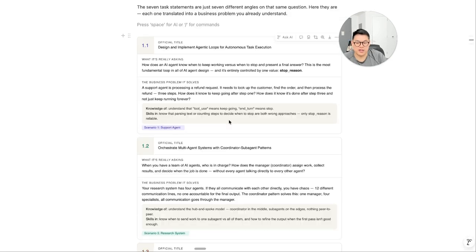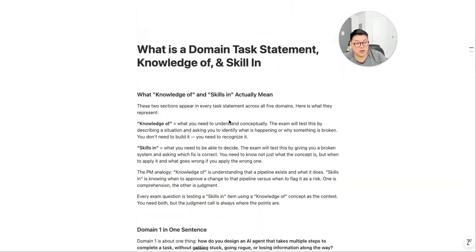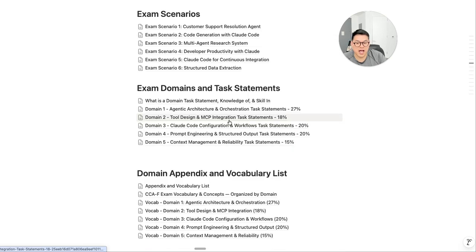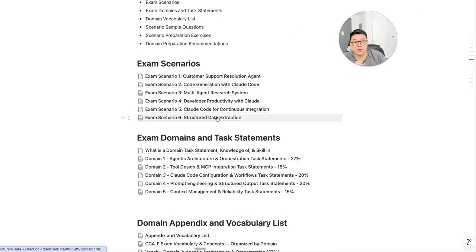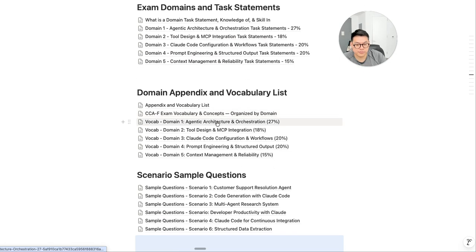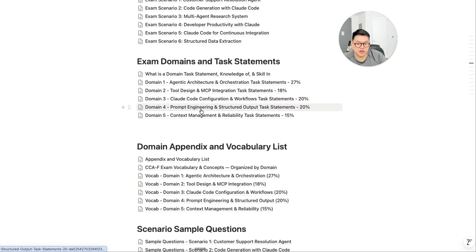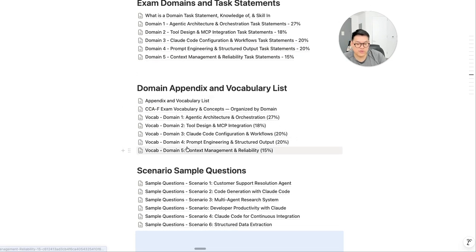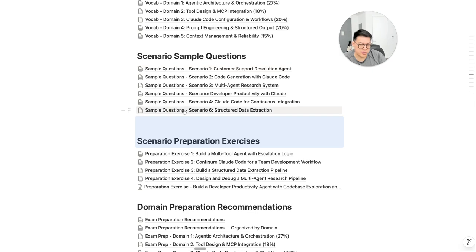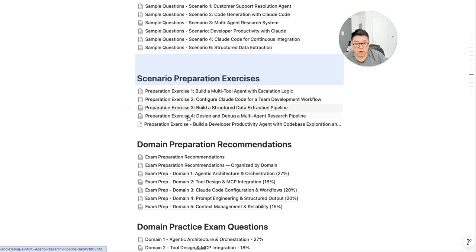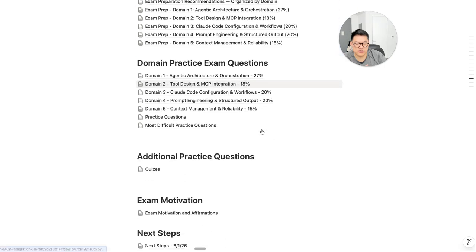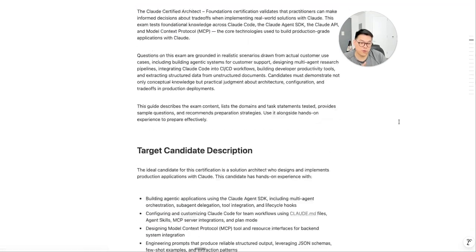Skills in. Okay, so now I have some degree of control because now I know what this basically means. And I'm going to go out there and follow up every single step. I'm going to do this for the rest of the domains. I'm going to start working on the vocabulary, then the sample questions, and then the preparation exercises. And I think the next 4 weeks, it's going to be good.